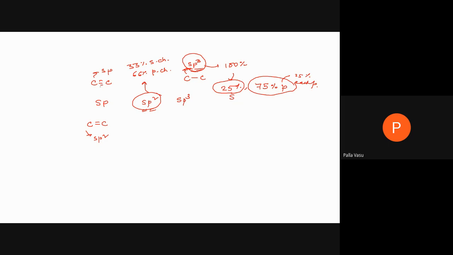Now I am going to sp, which will have 50-50. So which one will have higher s character? sp. Here sp is 50% s character, sp2 is 33% s character, and sp3 is 25% s character. Now we understand which one has more s character and which one has more p character.